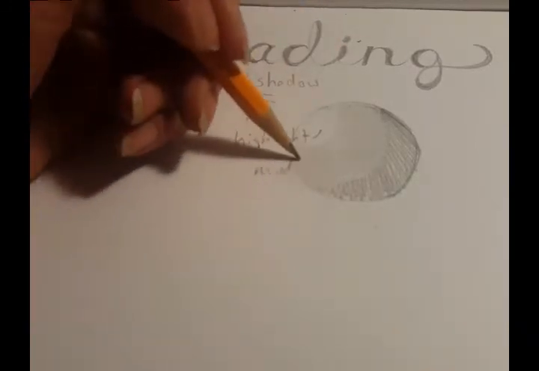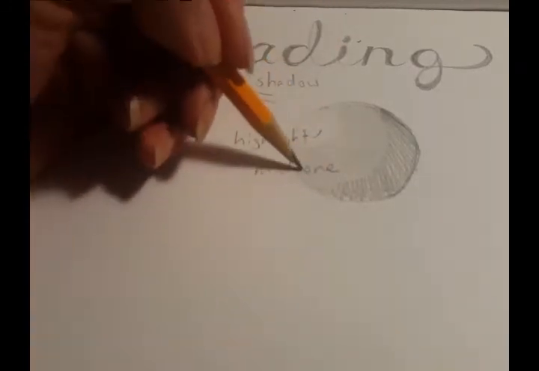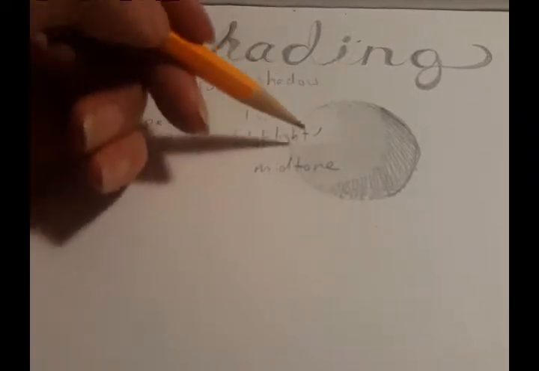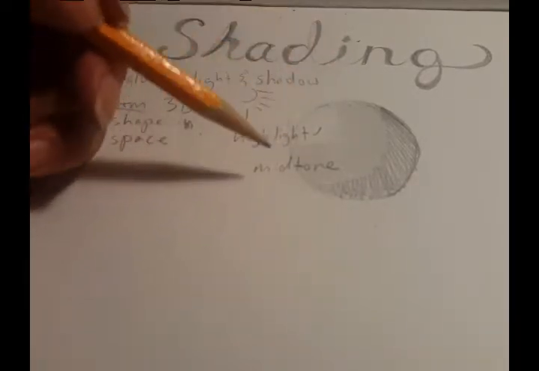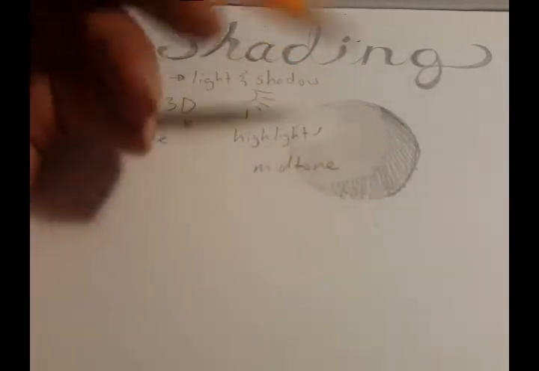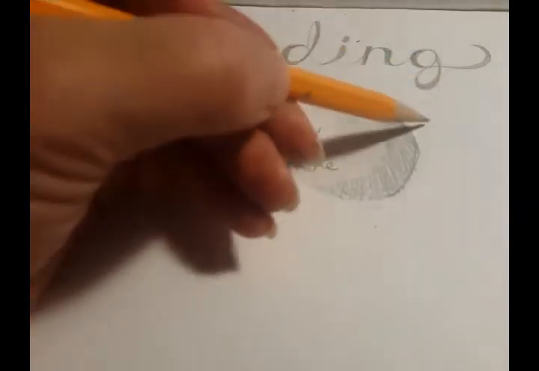mid-tone, and these names kind of suggest what they are, right? Highlight is the brightest part, the highest light. Mid-tone is a medium color. And then I'm going to put something called, and this is the shadowed side, or shaded side, we'll call it.